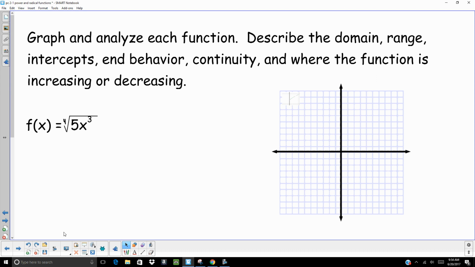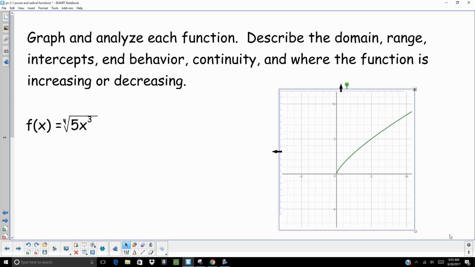So on this one, same type of problem. However, we've got a radical. And again, if you didn't have a graphing calculator or an app in front of you, you'd have to make a t-table, which is not a big deal. You know how to plug things into an equation, or you should. We're going to describe the domain, range, intercepts, end behavior, continuity, and where the function is increasing or decreasing. So there's a lot going on in this problem.